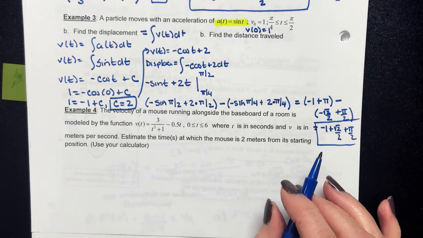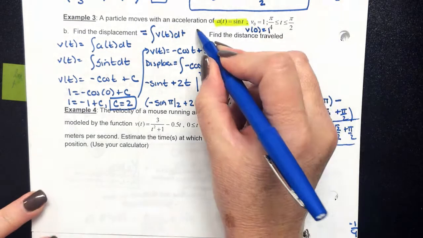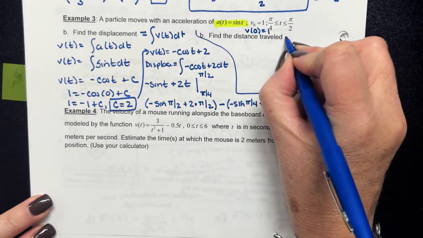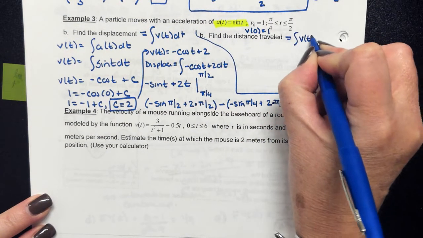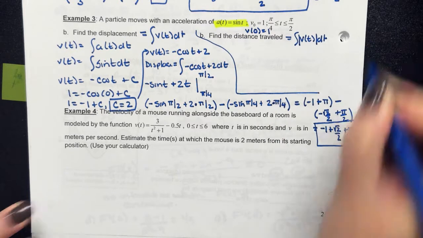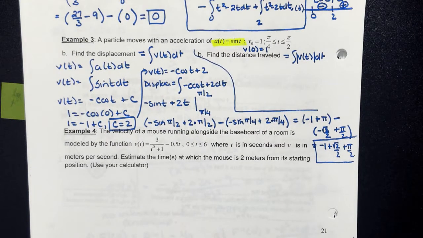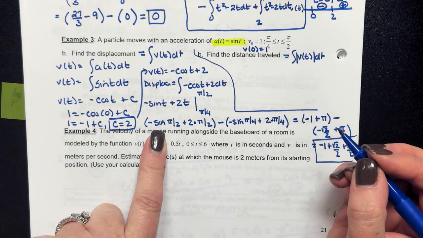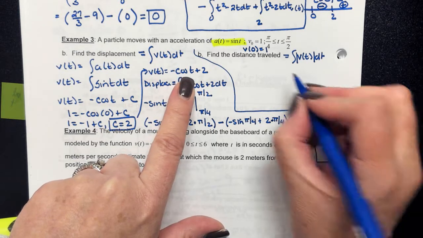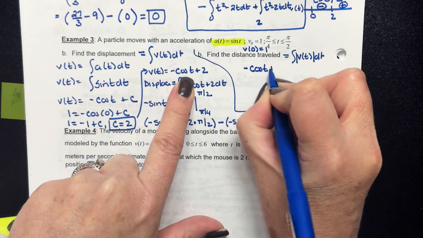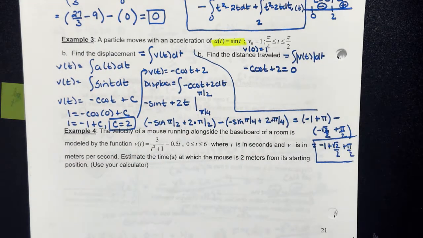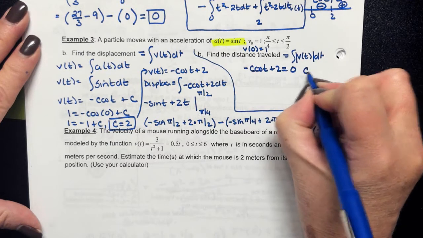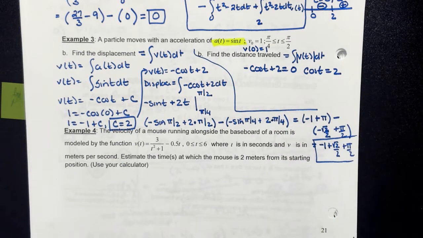So now, total distance traveled. Remember, it's going to be by integrating the absolute value of the velocity function. So without a calculator, I have to figure out on what intervals my velocity would be negative. So what I want to do is set my velocity function equal to 0 and do that test to see where it would be positive or negative. So again, remember, velocity is negative cosine of t plus 2 is equal to 0. So I'm looking at where is cosine of t equal to 2?